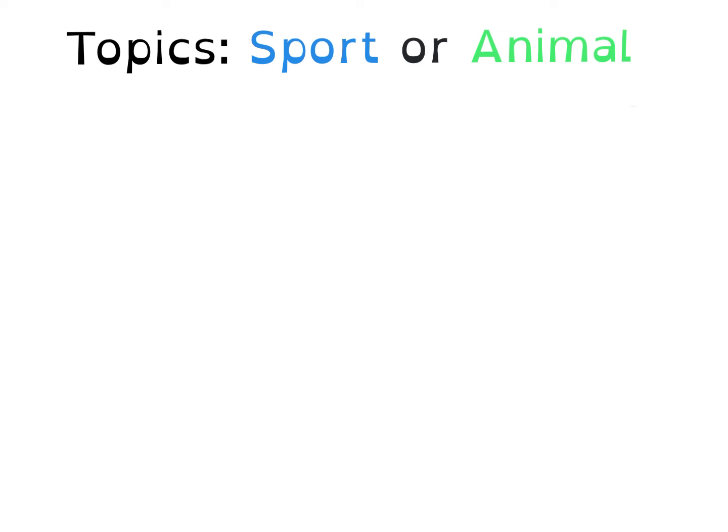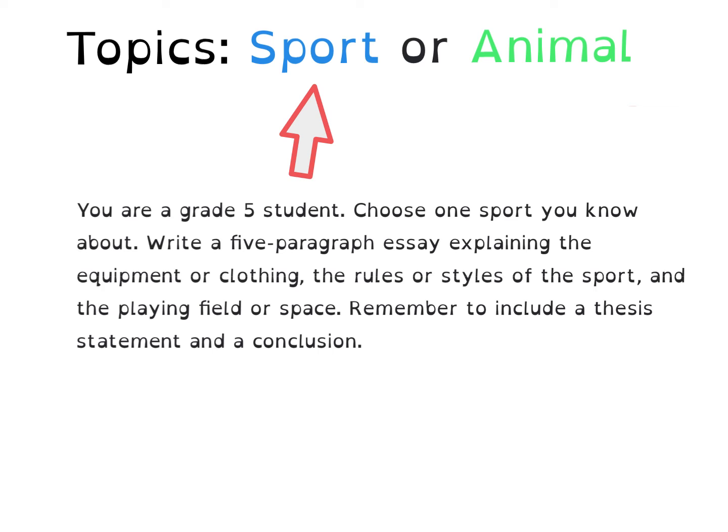I want to take a look at the prompt that you will respond to when you write about your sport or animal. Let's start by looking at the prompt for the sport. Here is the prompt for writing about a sport. You are a grade 5 student. Choose one sport you know about. Write a 5-paragraph essay explaining the equipment or clothing, the rules or styles of the sport, and the playing field or space. Remember to include a thesis statement and a conclusion.